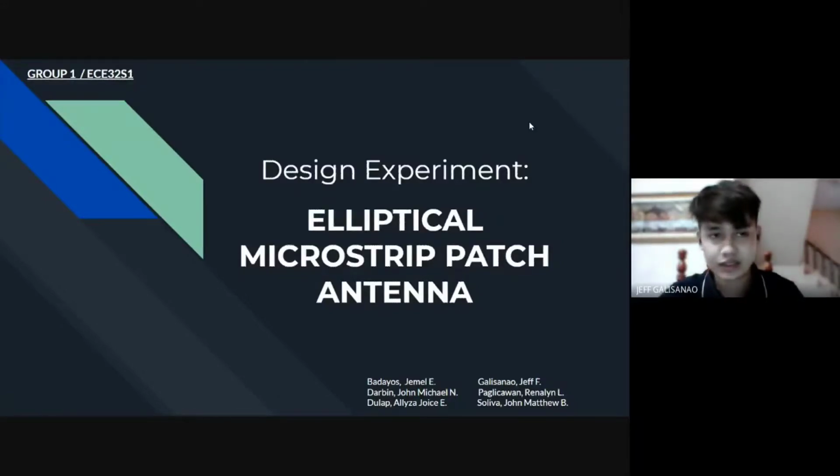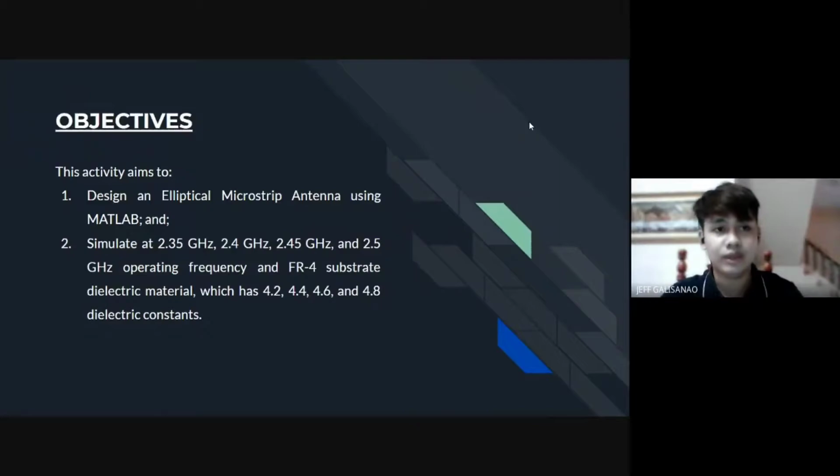The objectives of this study are to design an elliptical microstrip antenna using MATLAB and simulate at 2.35, 2.4, 2.45, and 2.5 gigahertz operating frequency, and FR4 substrate dielectric material, which has 4.2, 4.4, 4.6, and 4.8 dielectric constants.